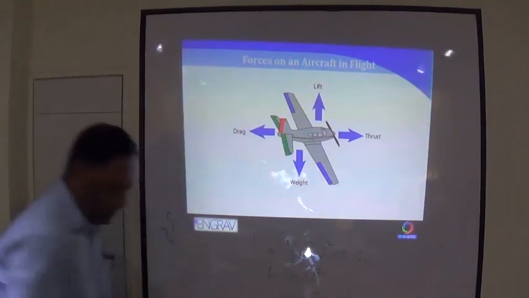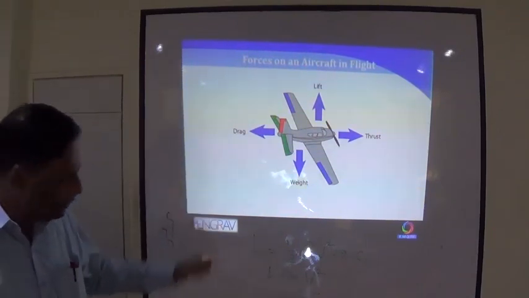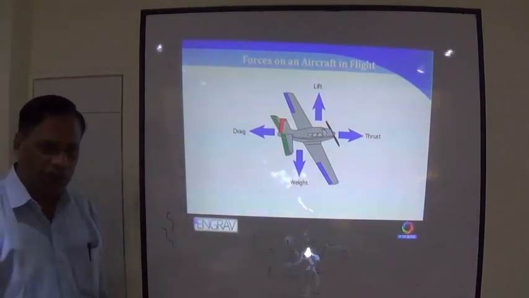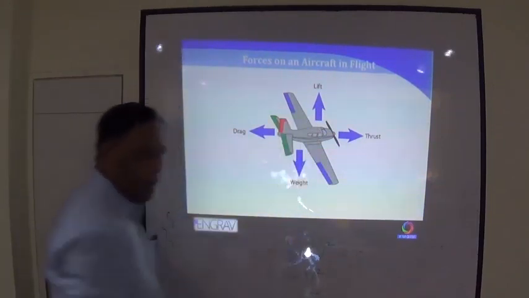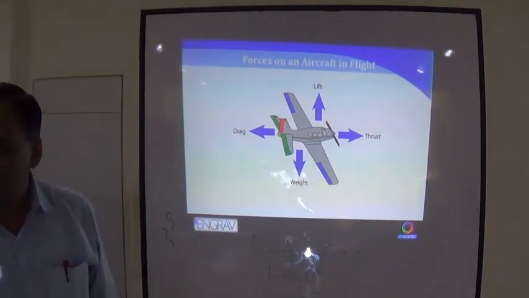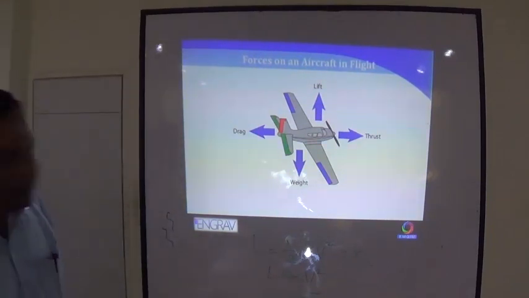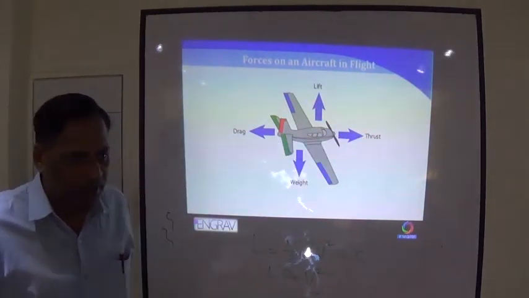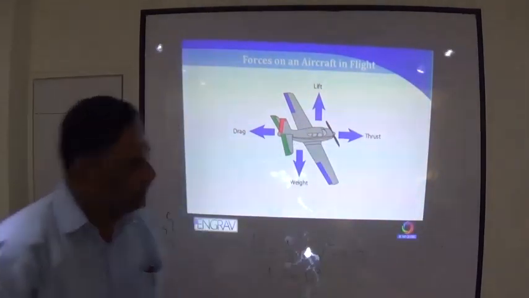I have an aircraft weight, I have passengers sitting, everybody is there. I need to put maximum airflow onto the wings. How do I do it? I have engines. So I put the engines on high power. That is thrust. So you start rolling out for takeoff.